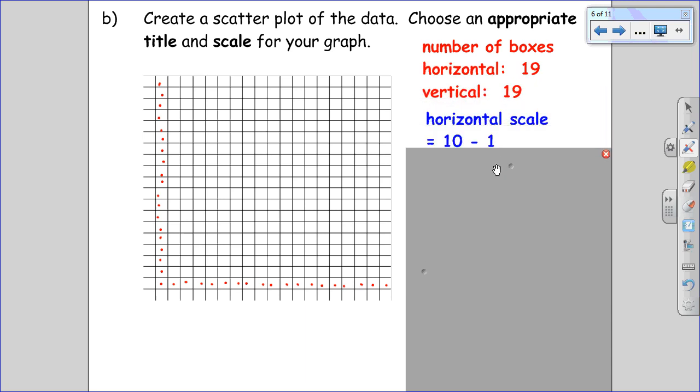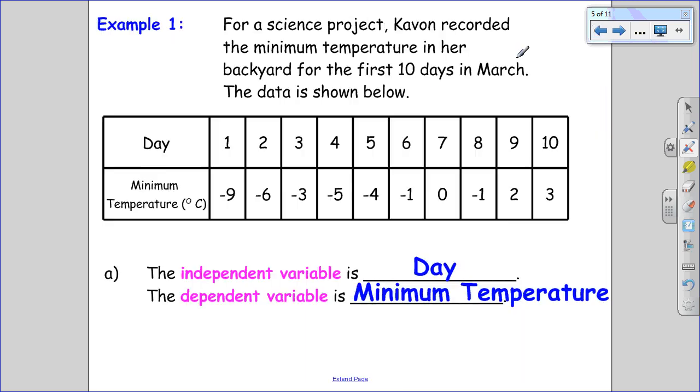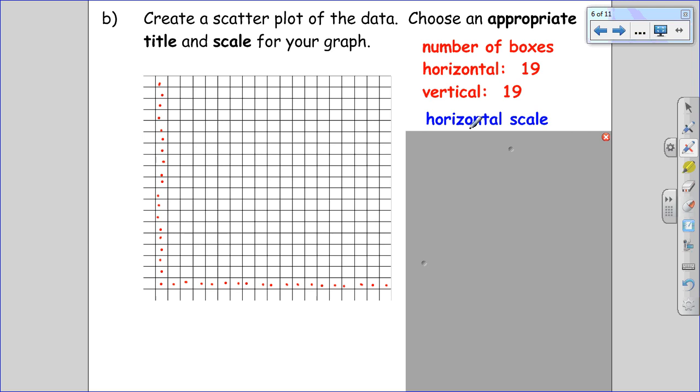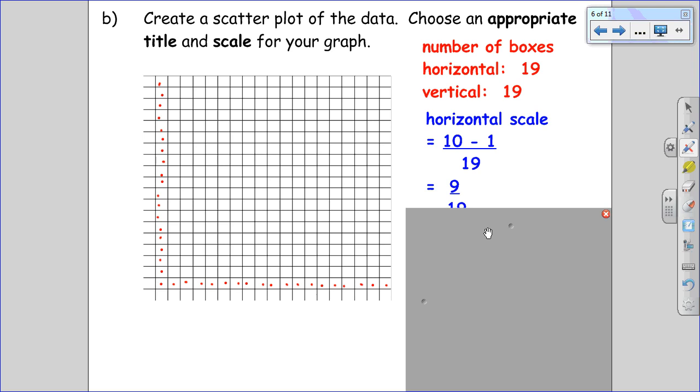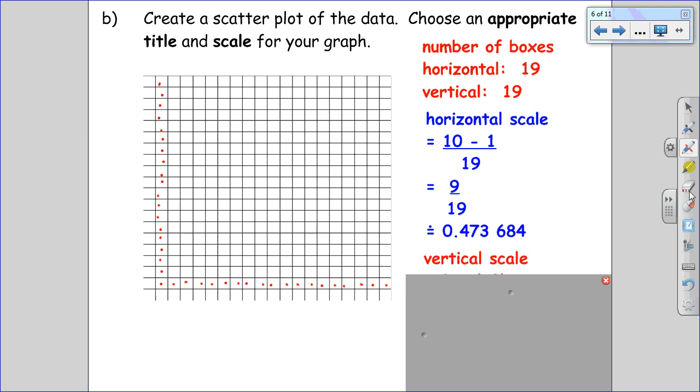Now the next thing I need to do, remember for the horizontal scale, I'm going to take my highest value, which is 10, subtract my lowest value, which is 1, and divide it by the number of days. So 10 take away 1 over 19, divide it by the number of boxes. 10 take away 1 is 9, 9 over 19, which is about 0.47. Not a very nice scale, but I could round that to 0.5 if I wanted to. I always want to round up.